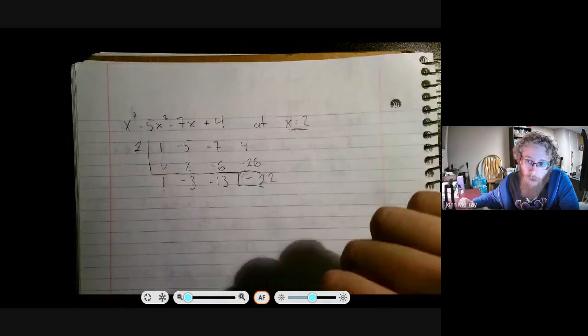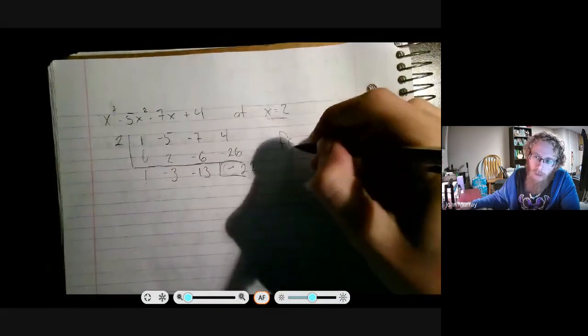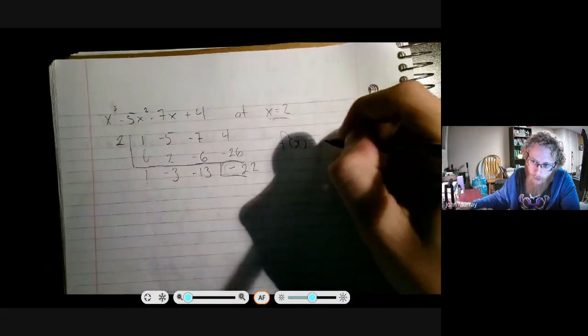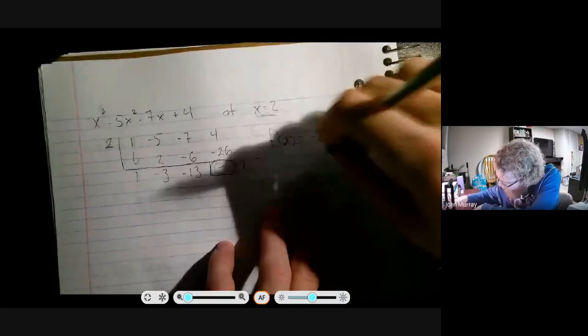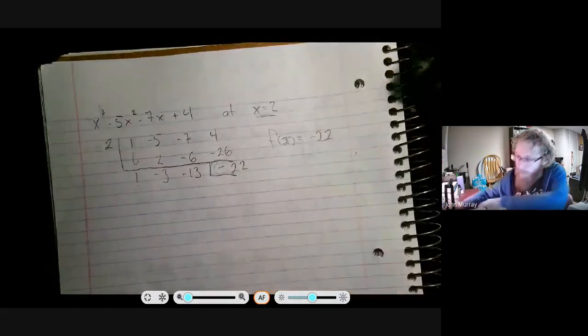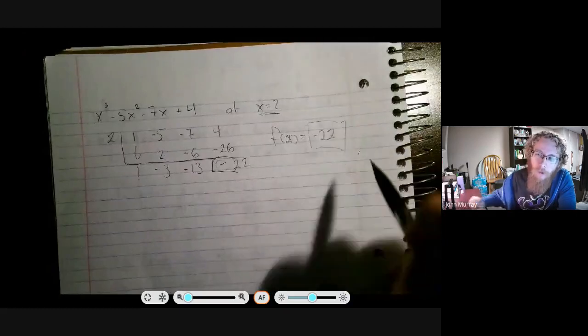All right, so your final answer there should have been -22. Another way you can write it is, f of 2 equals -22. Right, so there is your answer for the first problem.